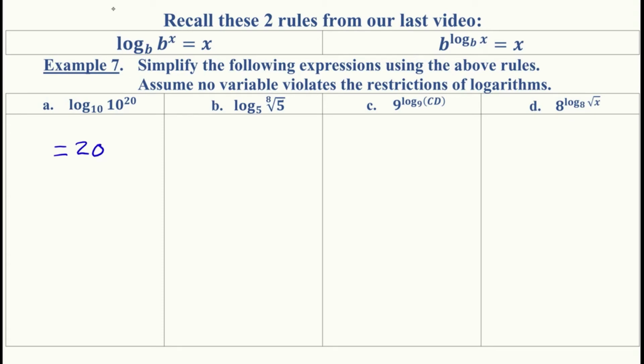On this one, we have to do a little bit of work first. So we have to take the 8th root of 5 and first write it as 5 to the power of 1/8. Now we can see we're exactly in this format, and we're going to just get 1/8.